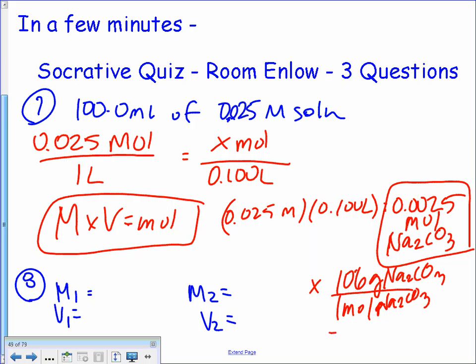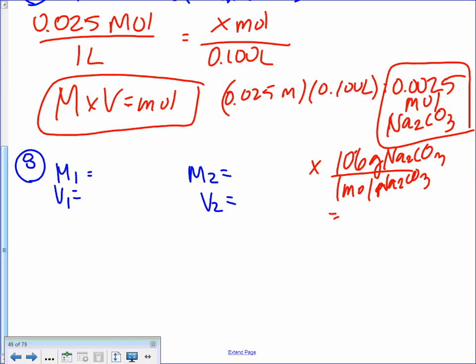So how many moles is that? I mean, sorry, how many grams is that? That times 106 gives 0.26 grams of sodium carbonate. Okay, so now we've got a number to work with.